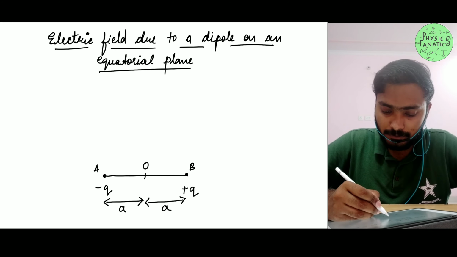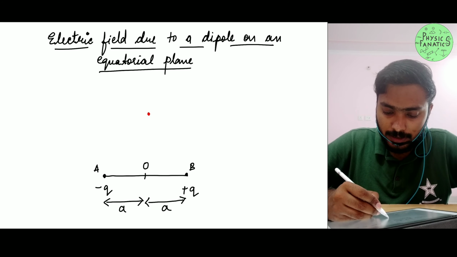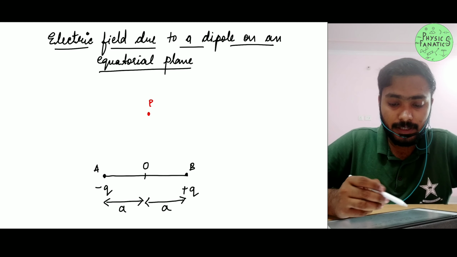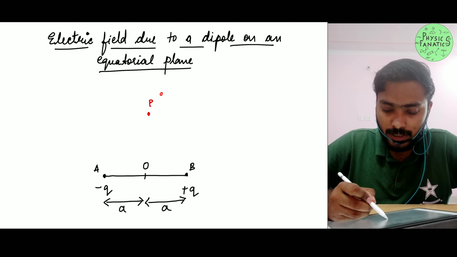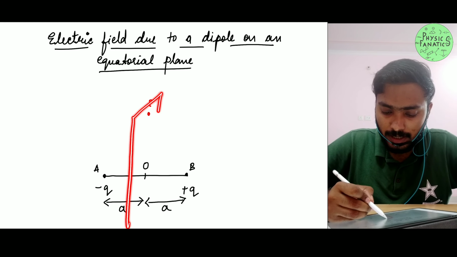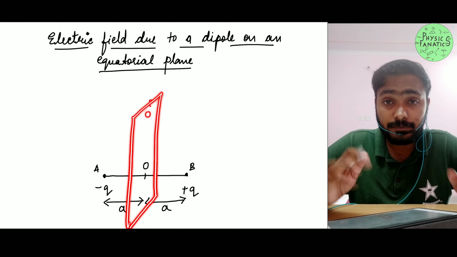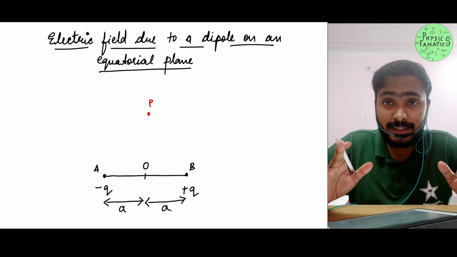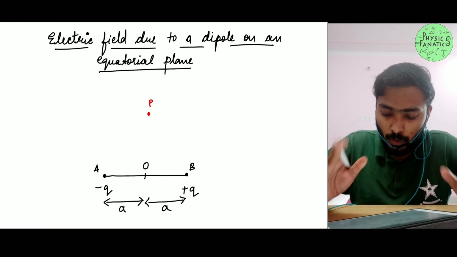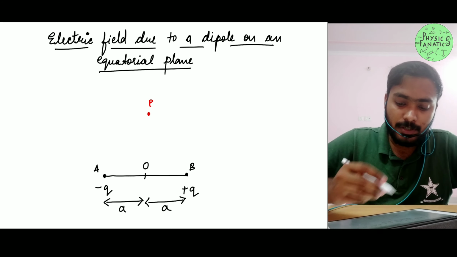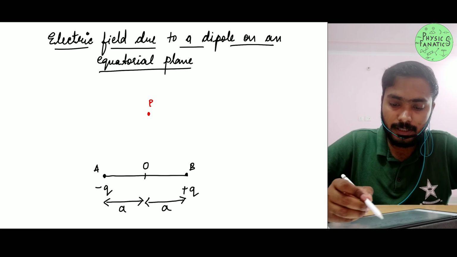Let's say in that equatorial plane, this is my point P, where I'm supposed to find out my electric field, right? Can you guys visualize this? This is the equatorial plane. So in that equatorial plane I have placed this point P. Yes, I hope that is understandable, right? Okay, great. So at this point P, I'm supposed to find out my electric field, right?